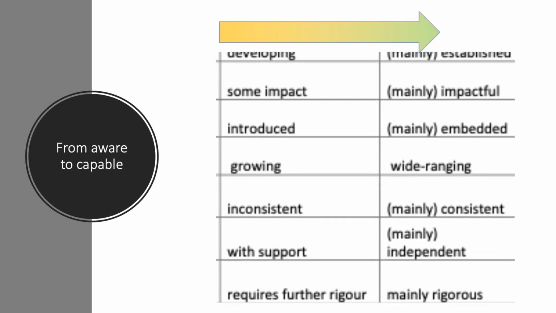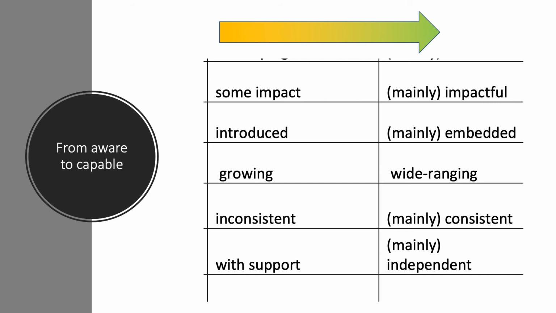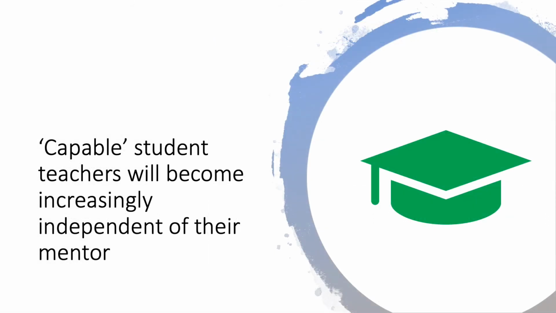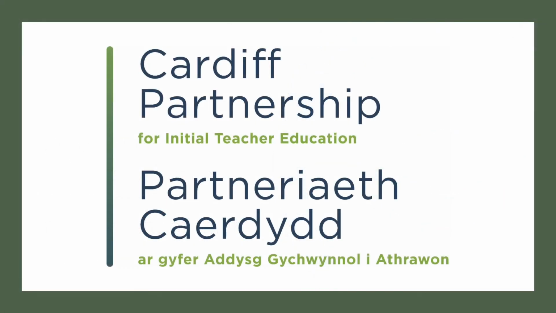Things are going on, they're not quite consistent, they're needing support from the mentor, they're not quite independent of the mentor yet, but hopefully if you have a student teacher like this, you can see not only what the signs would be to identify them, but also what the next steps would be to move them up to the next level.